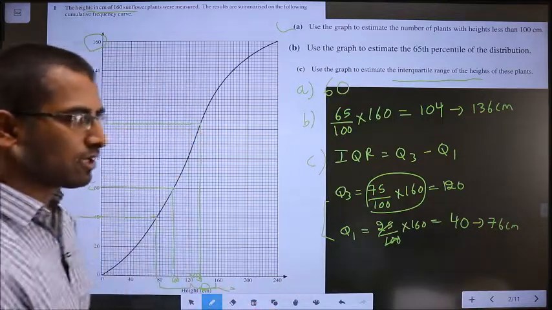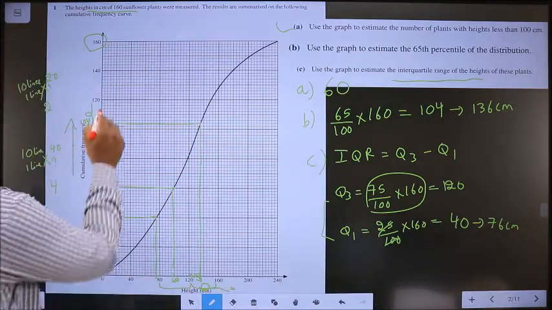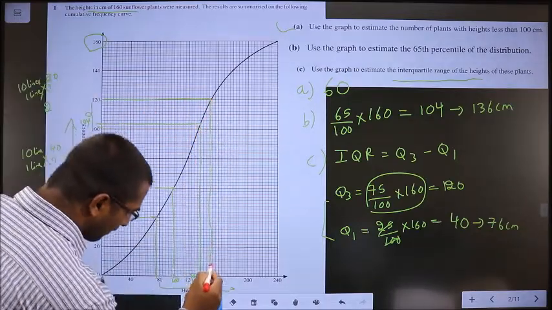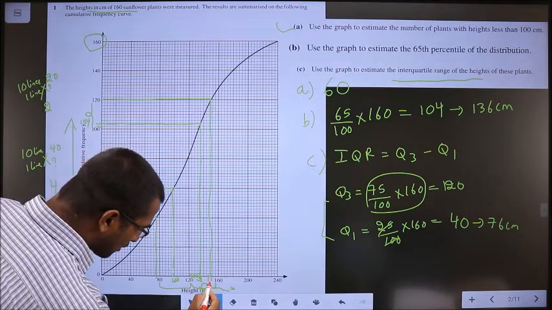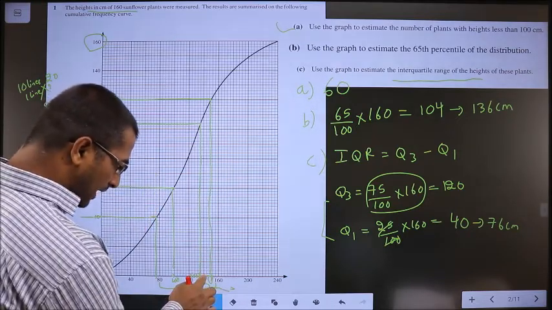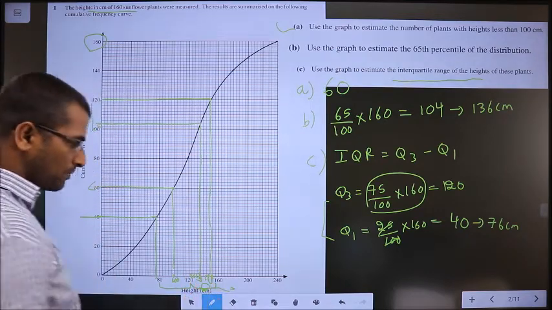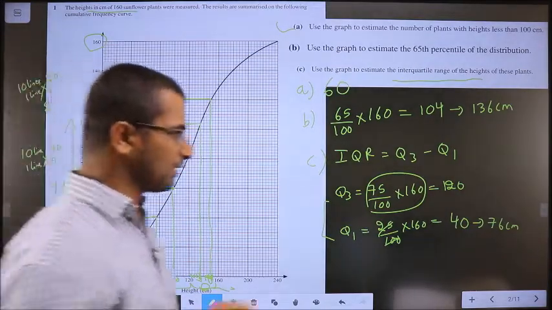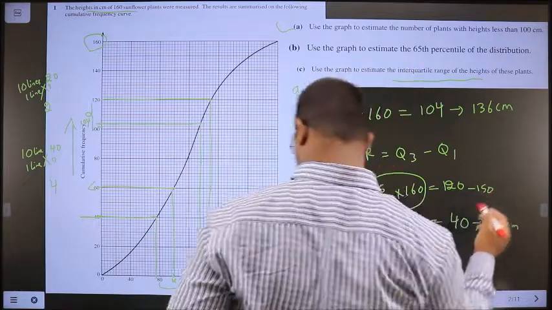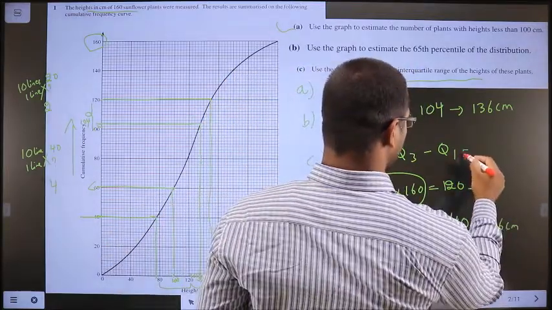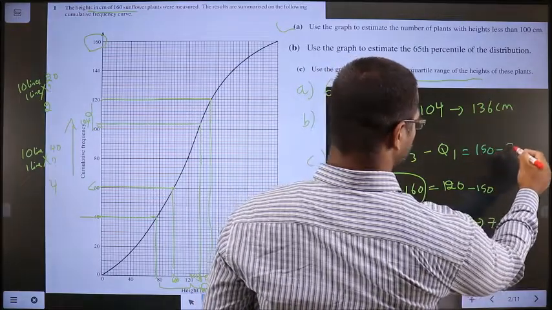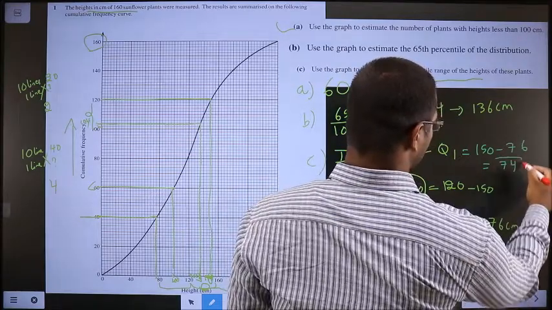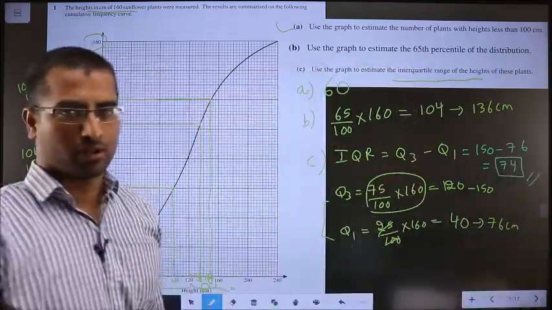Now for Q3 I should draw the line at 120. At 120 is here, draw a line onto the graph and then down. It's in between these two lines. Here I have 140, 144, 148, 152. It is in between 148 and 152, so I take 150. Now the interquartile range is nothing but Q3, which is 150, minus 76. That is nothing but 74 is the interquartile range. Okay.